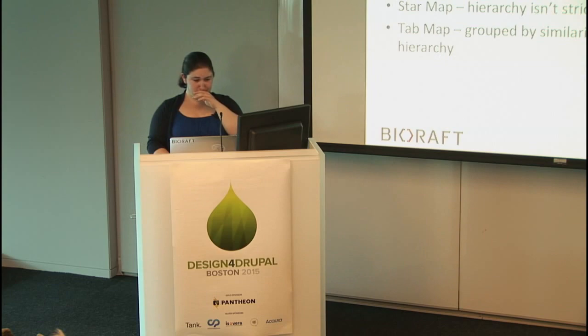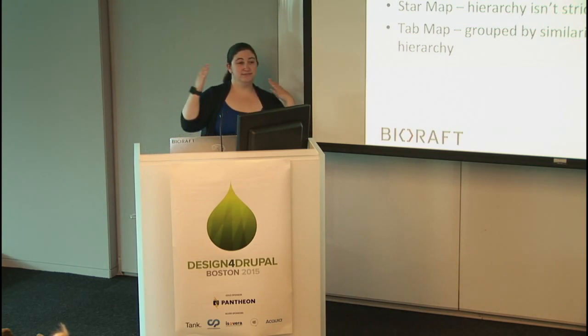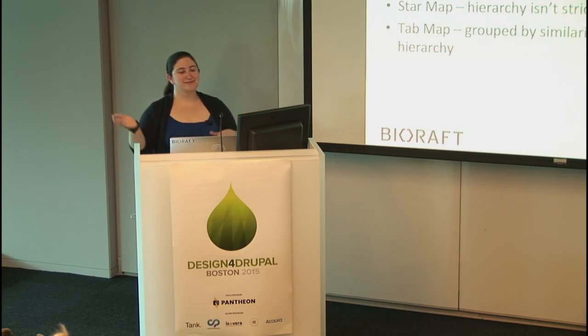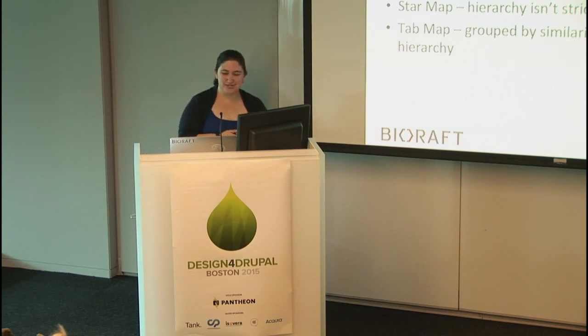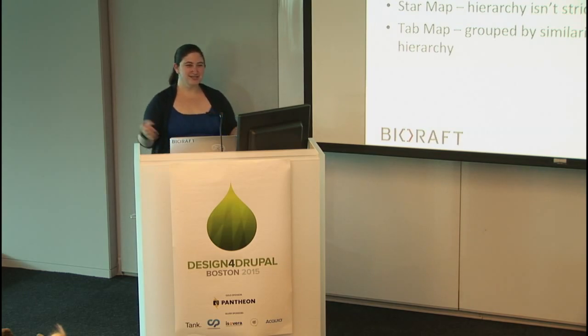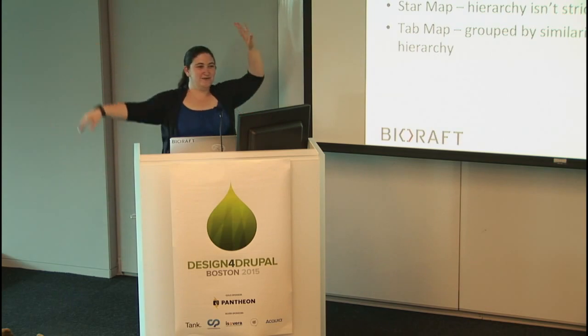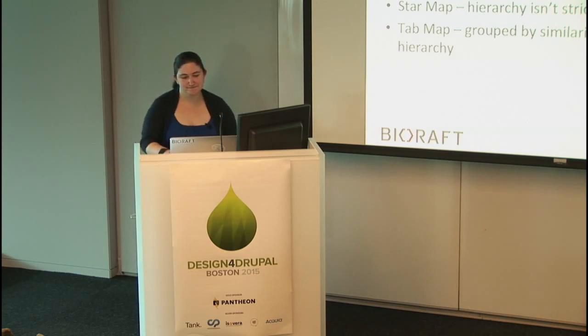So tree map is great for your hierarchy when you have a small amount of things, because horizontal space, you run out of it eventually. The comb map is good for when you run out of that horizontal space and you still need more room to go. The star map is for when your hierarchy isn't really strict, which, I mean, it sort of explains the arms branching out in all directions. And your tab map is when things are grouped by similarities instead of any sort of hierarchy.